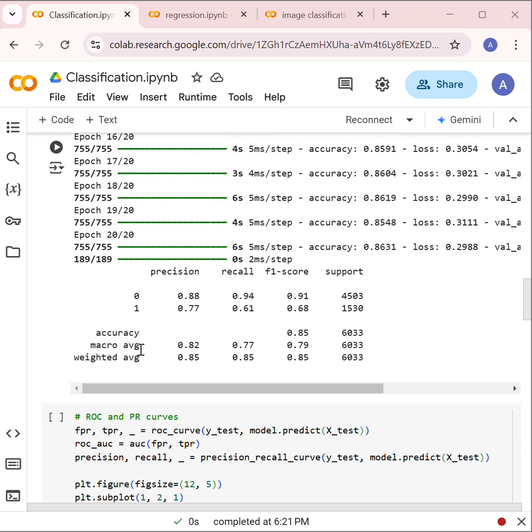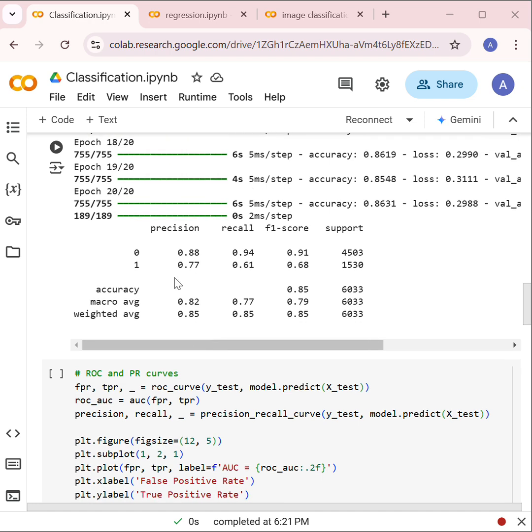Recall tells us how many actual high income individuals were correctly identified. If the recall is 0.94, it means 94% of all the actual greater than 50k earners were caught by our model. A high recall is important if missing a positive case is costly.